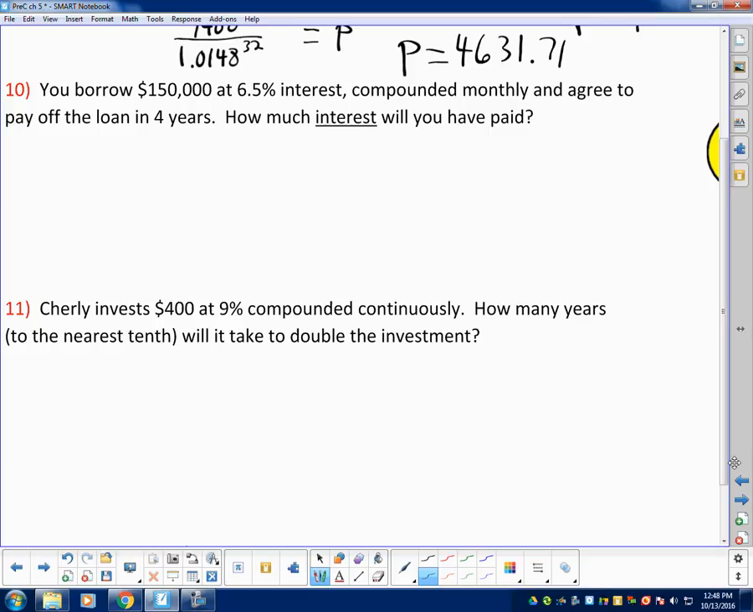We're going to skip 10, but you probably talked about this a little bit last year too, especially having Mr. Sarge. Do you realize how much you end up paying in interest on a $150,000 loan? Too much?